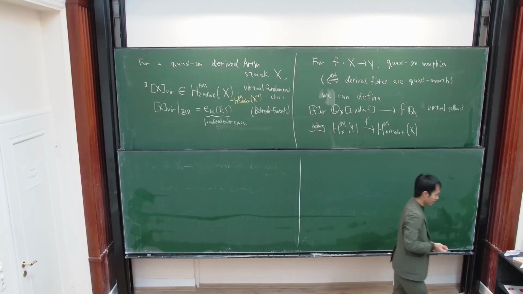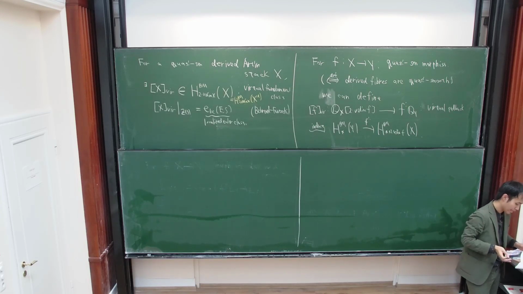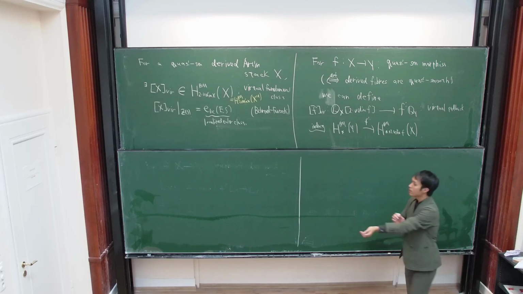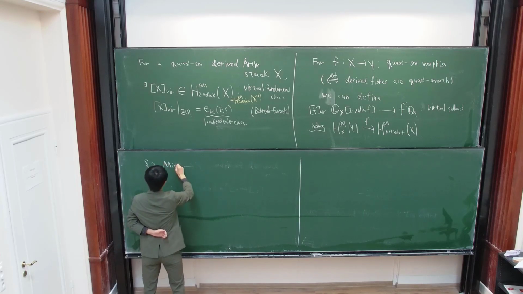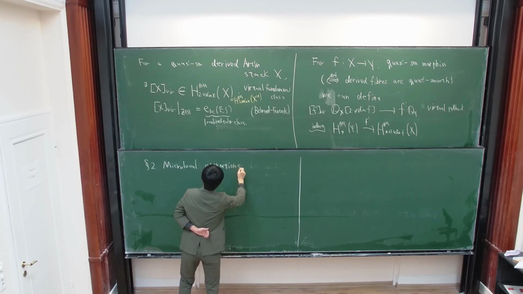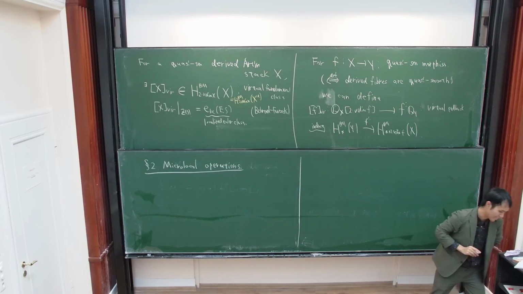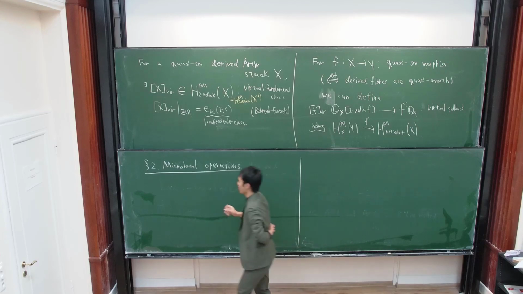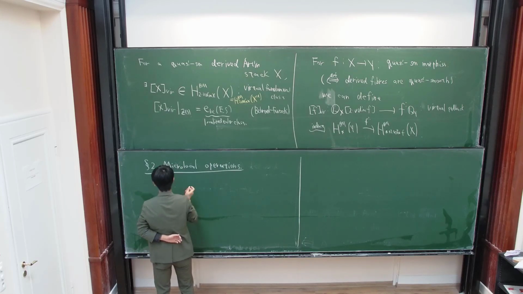Okay, so now we will introduce microlocal operations in the derived setting, which recovers the virtual fundamental class, so which gives a new construction of the virtual fundamental class, and also it gives some new invariants. Okay. So before introducing microlocal operations, we need some preparations. From now, we will assume that all derived Artin stacks have perfect cotangent complex.